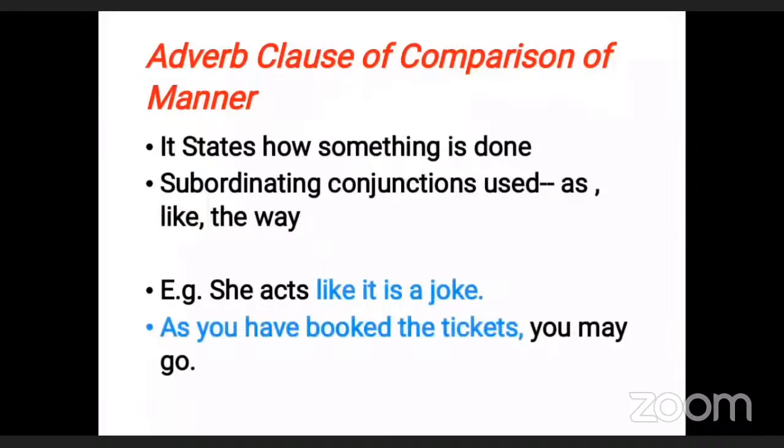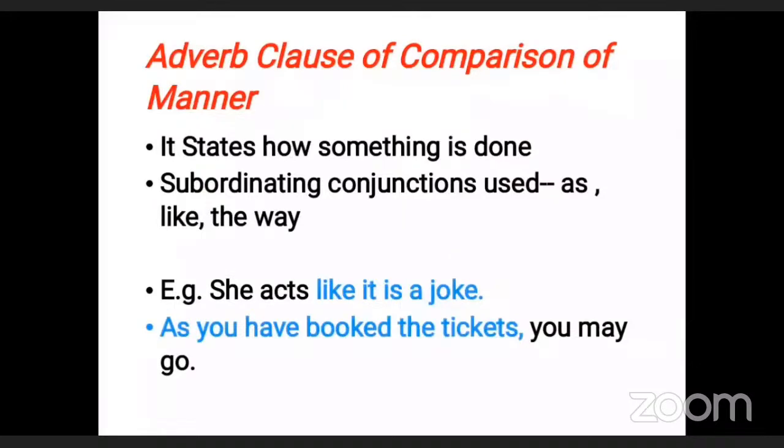Next, as you have booked the tickets, you may go. Here something is already done, that is, you booked the tickets. So "as you have booked the tickets" is the adverb clause of manner which states something is done.